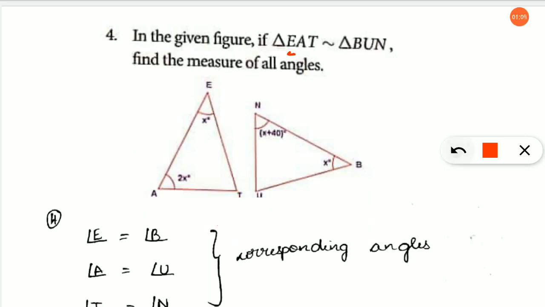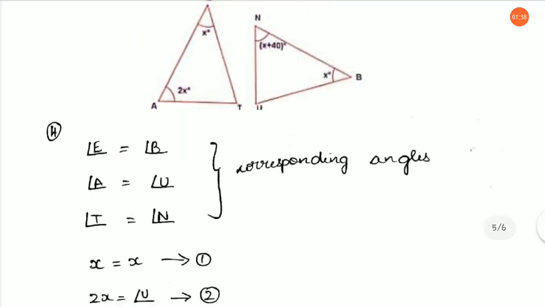So now, first angle E is equal to angle B. First write the corresponding angles, then we will substitute the values. So angle E is equal to angle B, and then angle A will be equal to angle U. Next, angle T is equal to angle N. These are all the corresponding angles. And now we are going to substitute the values.